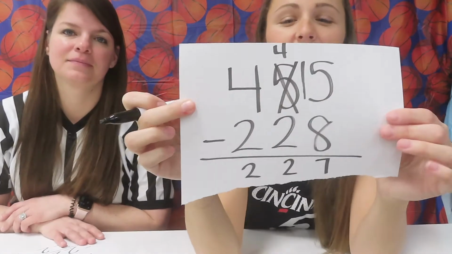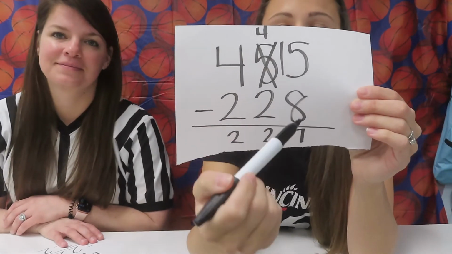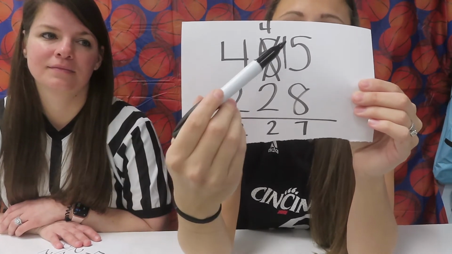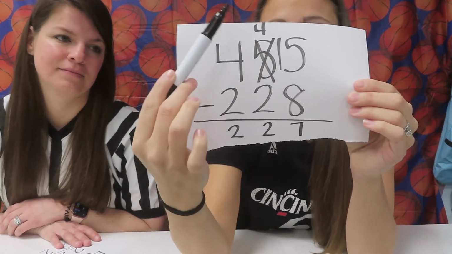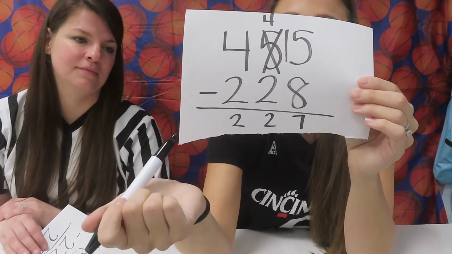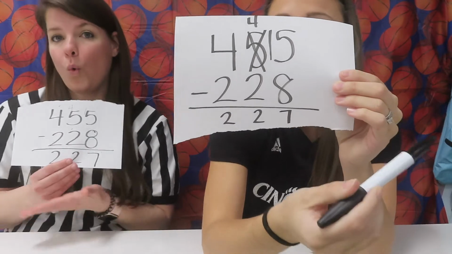Alrighty, here's our answer for this one. So 5 minus 8, we can't do that, so we crossed out the 5, made it a 4. 15 minus 8 is 7. 4 minus 2 is 2, and 4 minus 2 is also 2. So 227.